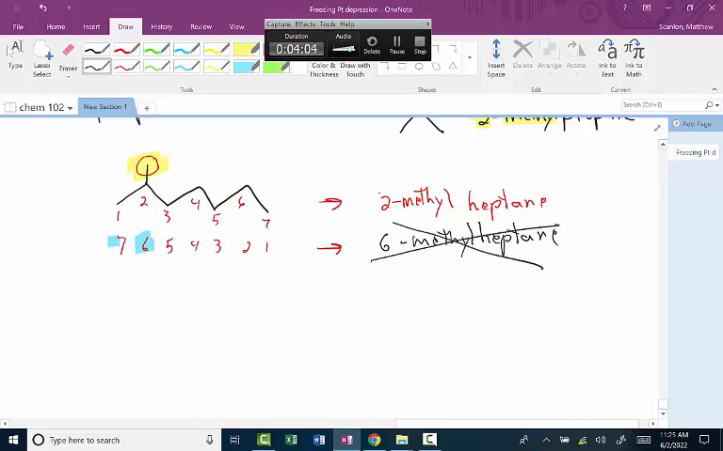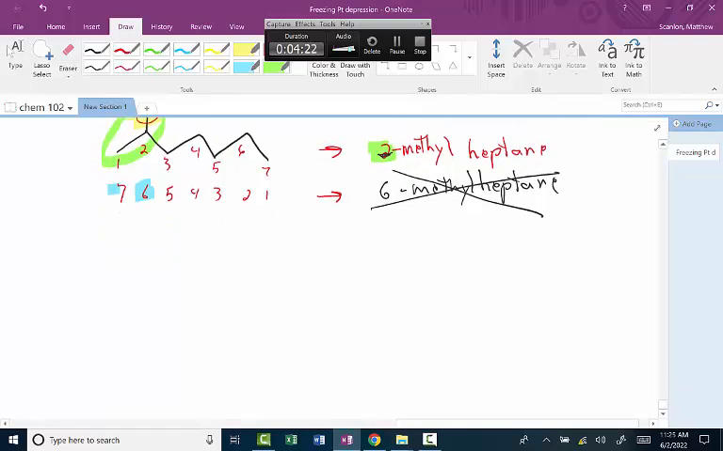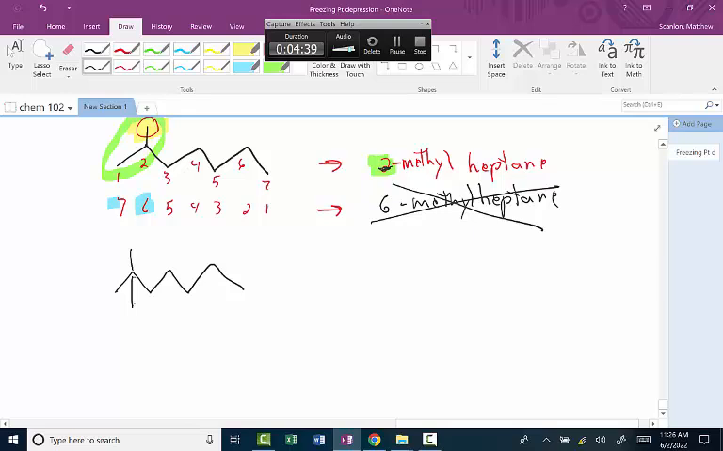Okay, we want these numbers as small as possible. For us, we always start numbering so that we get the smallest number, so we want to start numbering as close to substituents as possible. Sometimes it becomes hard. Let's do another one. Now here we have 2 methyl groups, and there they are, and we'd start numbering here. 1, 2, 3, 4, 5, 6, 7.